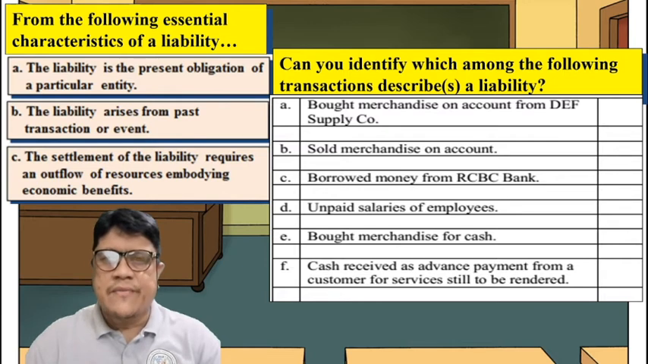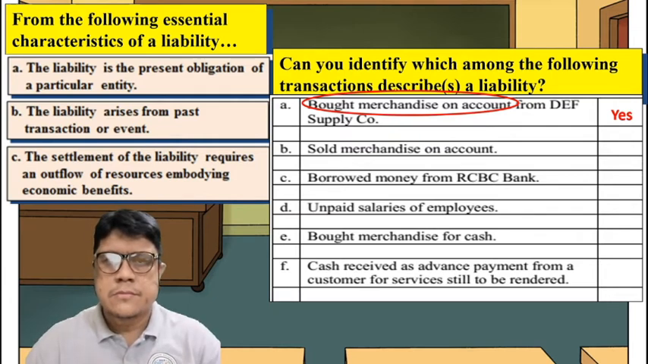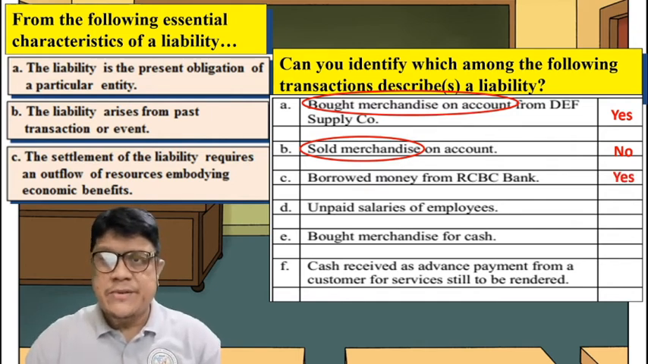Bought merchandise on account from DEF Supply Company. Very good. Keyword: bought merchandise on account. Sold merchandise on account. Very good. Keyword: sold merchandise. Borrowed money from RCBC Bank. Very good. Keyword: borrowed money. Unpaid salaries of employees. Very good.